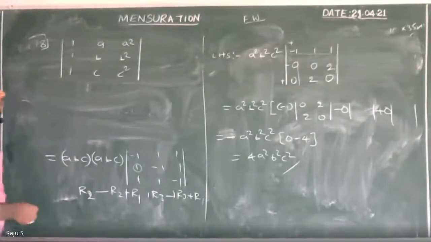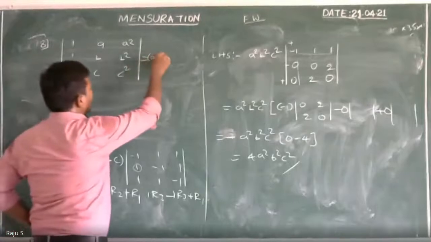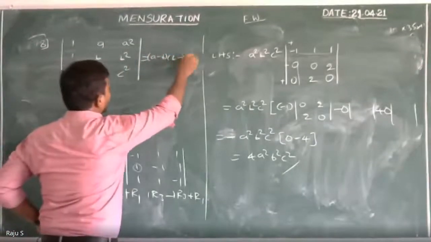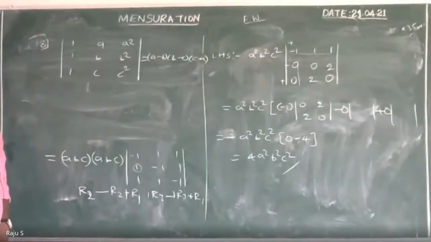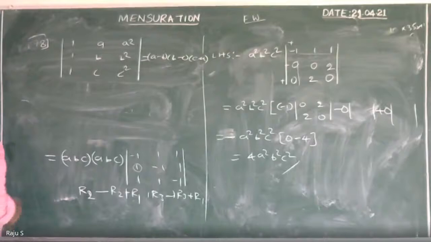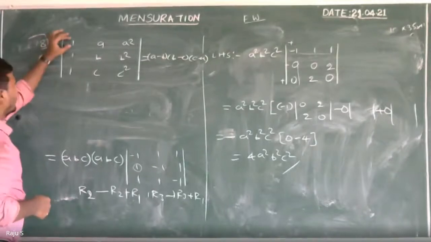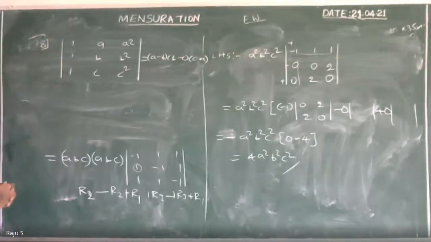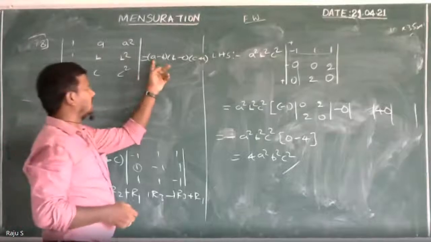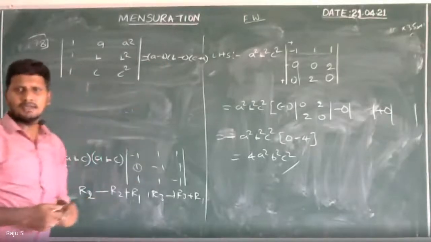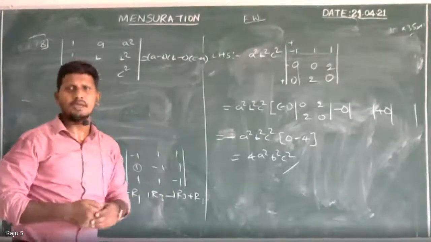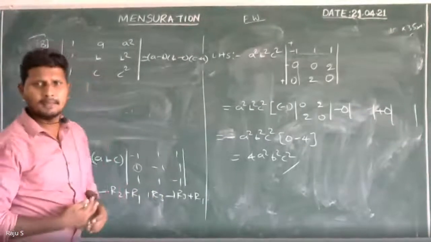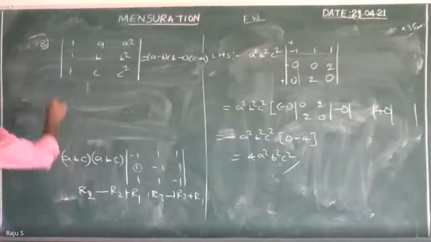So how can you show that this is equal to A minus B, B minus C, C minus A? Is it difficult? Not at all difficult. So first, what to do? You can use any one of the elements and make the remaining values 0. If you see the right side, A minus B is there. For that, what to do? A minus B, B minus C. Shall I do like this?